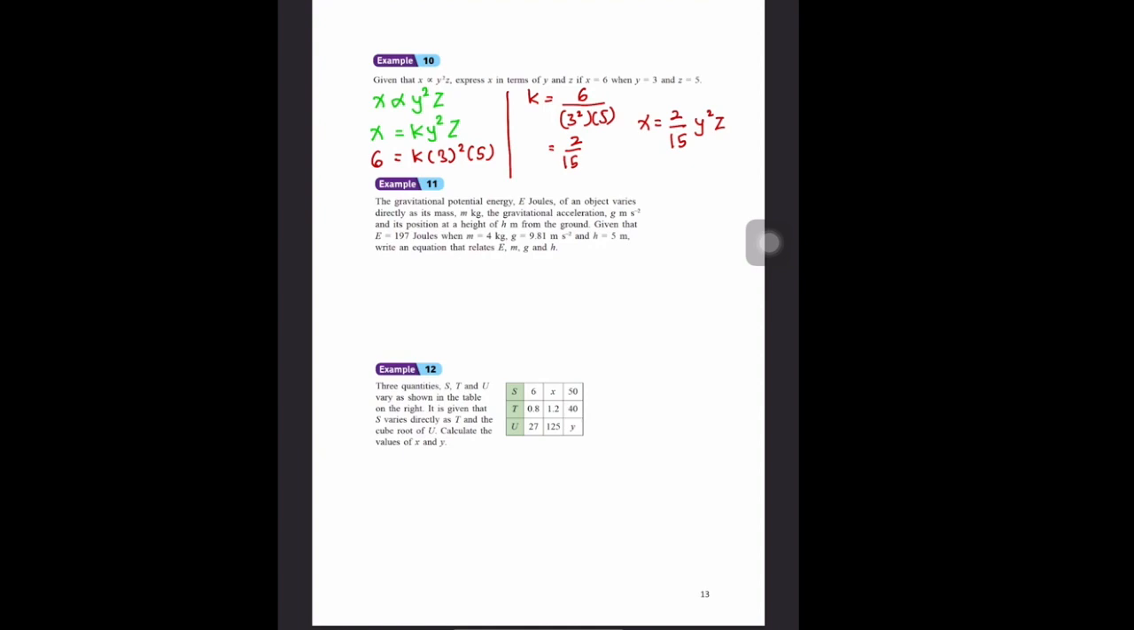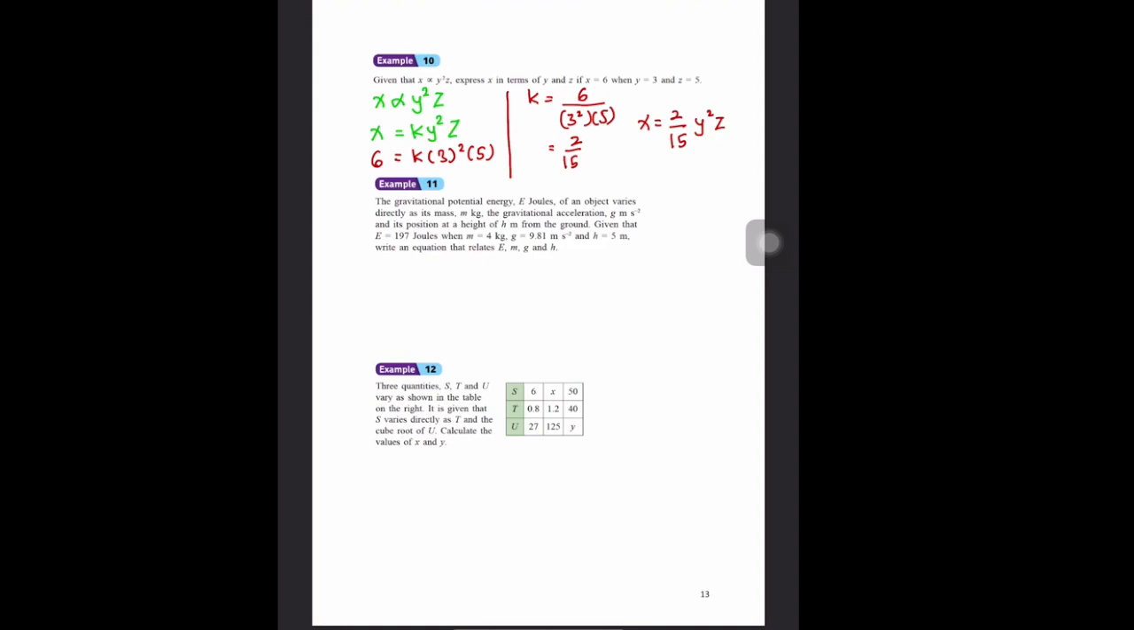Next, example 11. The gravitational potential energy E joules of an object varies directly as its mass m kg, the gravitational acceleration, and its position at a height of h meter from the ground. Given that E equals 197 joules when m equals 4 kg, g equals 9.81 and h equals 5 meter. Write an equation that relates E, m, g, h.